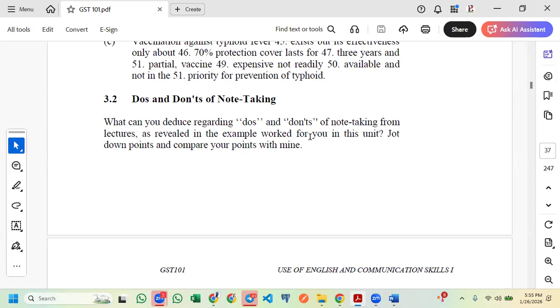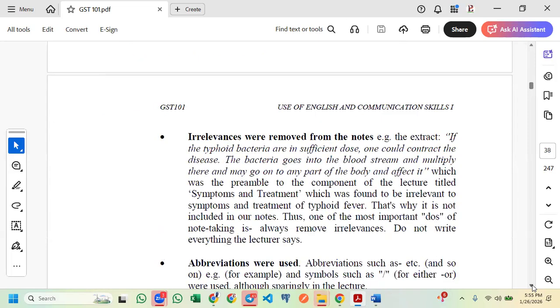As reviewed in the example worked for you in this unit, jot down points and compare your points with mine. Irrelevancies were removed from the notes. Now, we're under do's and don'ts. When you are listening to a lecture or a seminar, always learn to filter out only the important things. That is why we said under the skills you need for note taking, one of it is what? Put down the summary, not everything, not the jokes, the examples that the speaker is throwing out, but you filter out the important things. That is when you can take a proper note from the lecture or the speech.